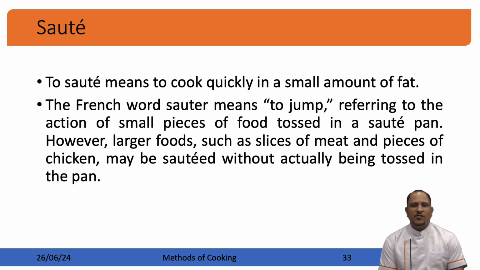So we heat a little amount of fat in a pan and we put in the ingredients that we want to saute. These can be pre-boiled or pre-blanched or pre-partially cooked ingredients, and then these ingredients are subjected to the pan with a little amount of fat and you toss them. This tossing refers to jump, as sauter in French. But every saute may not include tossing of the ingredients in the pan, but it will still be considered saute.